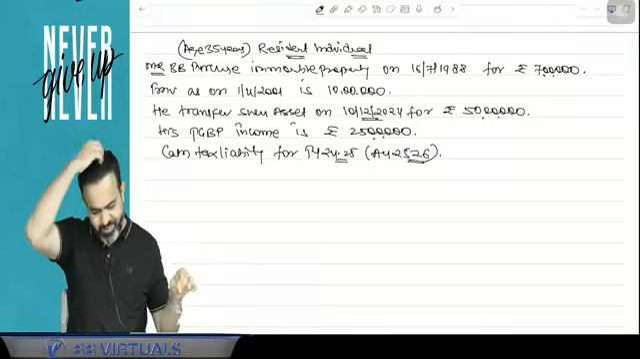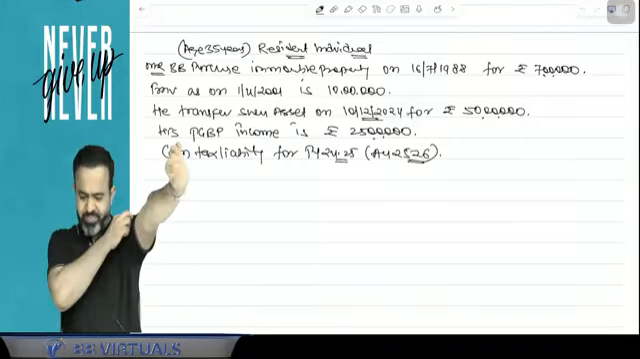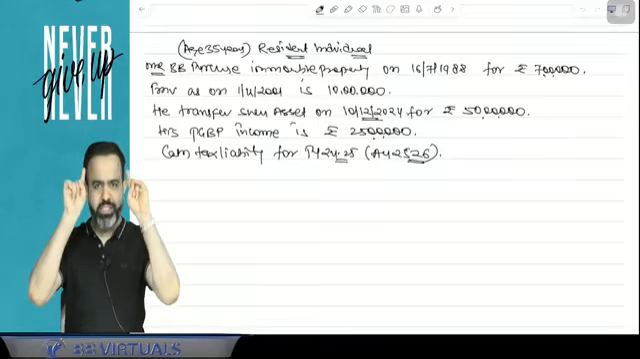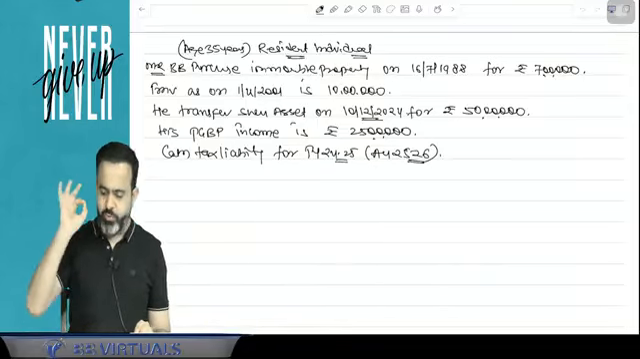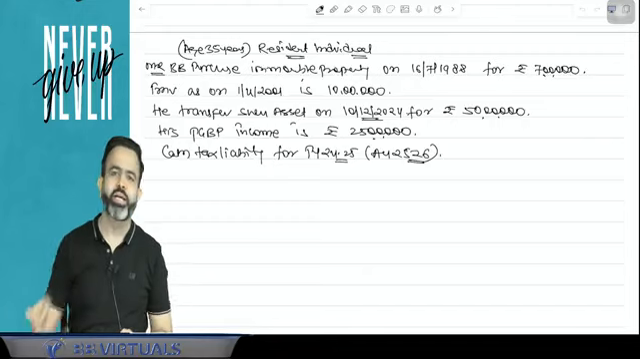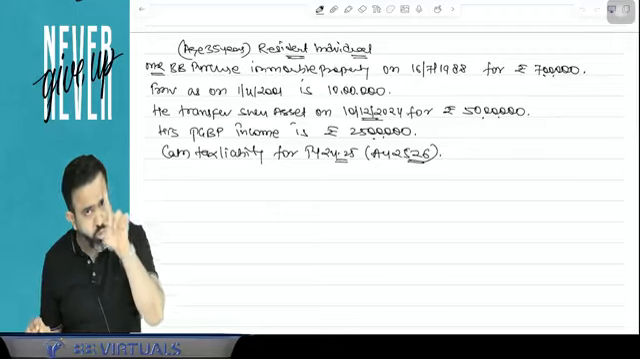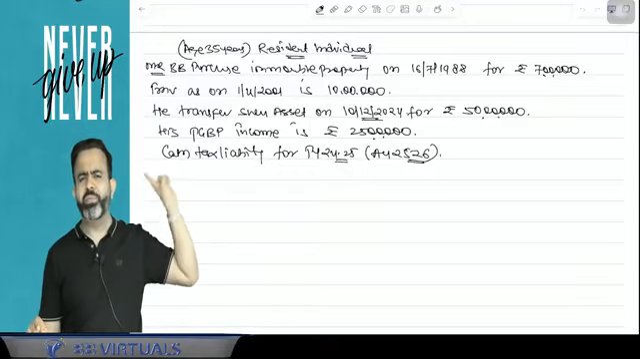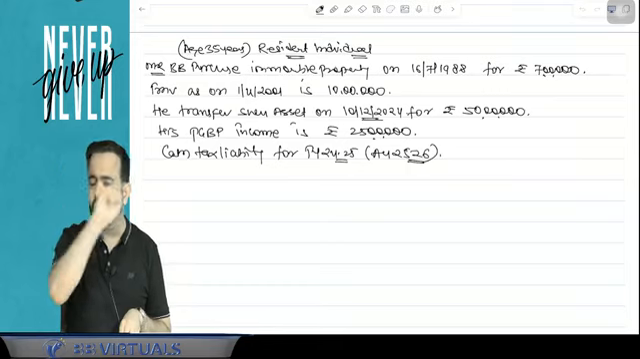Now just focus here. Guys, is indexation benefit available from 23rd of July 2024 or not? Right answer is no. Index benefit is not available for computing capital gain, any type of capital gain, even on immovable property. Index benefit is not available.